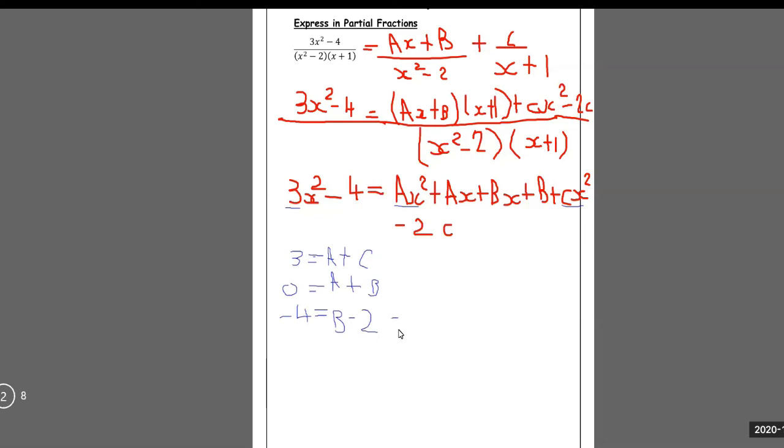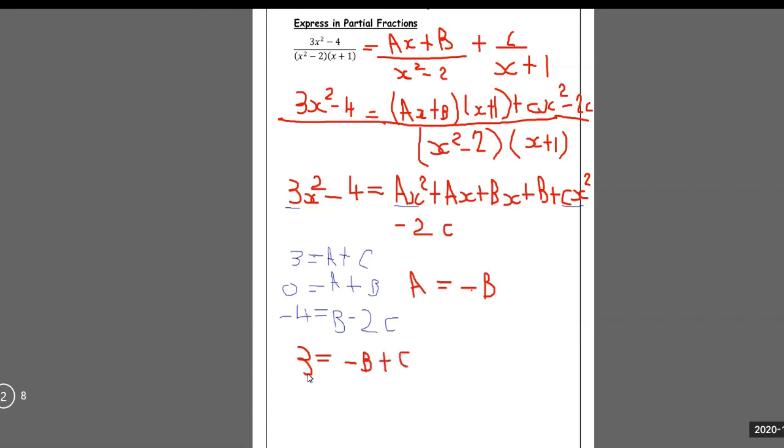Now look how we're going to easily solve this question. From the second equation, it would make sense to make a the subject, so a is equal to negative b. If I plug a as negative b into the first equation, I get 3 is negative b plus c.